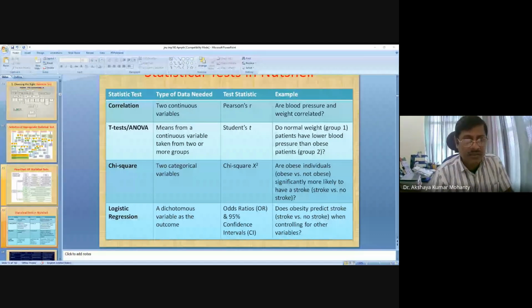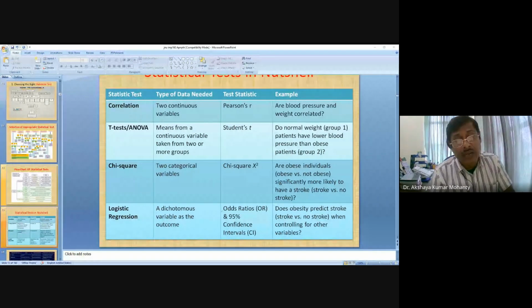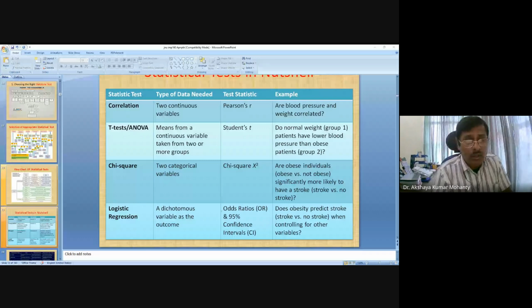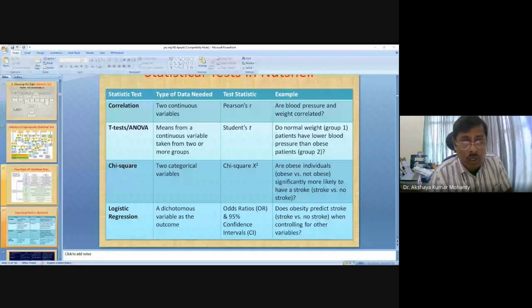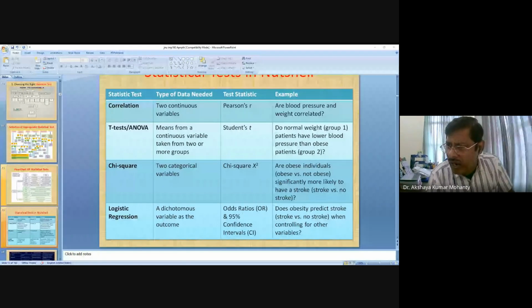Then the last part. Last example. You are visiting the same hospital or same area. Does obesity predict stroke versus non-stroke? That means heart stroke.